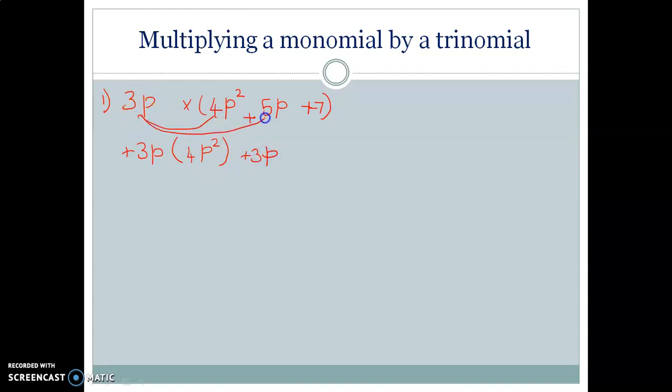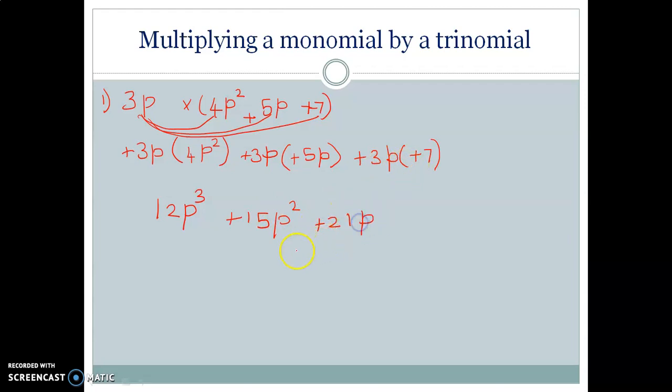Now multiply with the second term. That has to be written along with sign inside bracket. Then again plus 3p. Now this time it has to be multiplied with the third term, which is nothing but plus 7. Is it clear, my dear children? Now 3 4s are 12p cube. Here we have 5 3s are 15p square plus 7 3s are 21p. Hope it is clear.